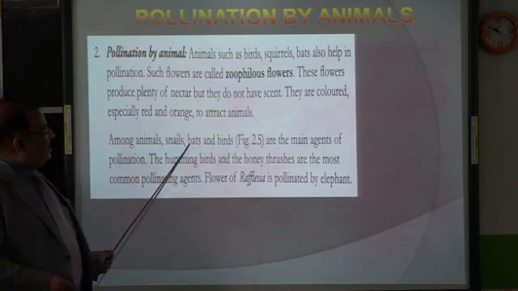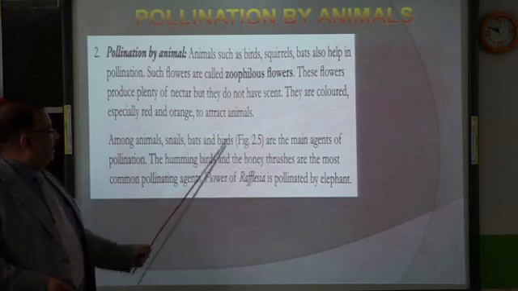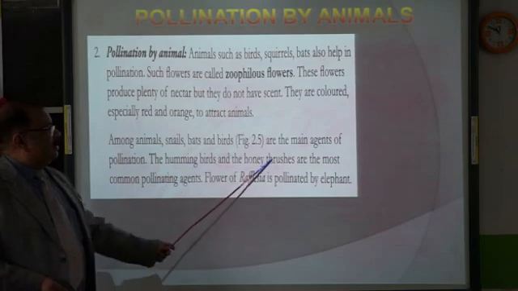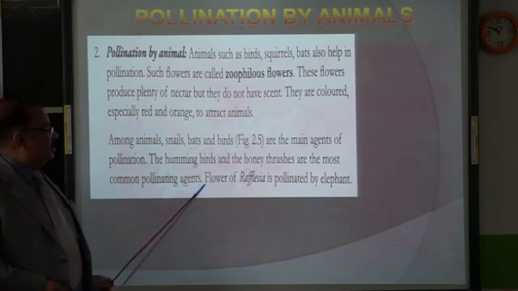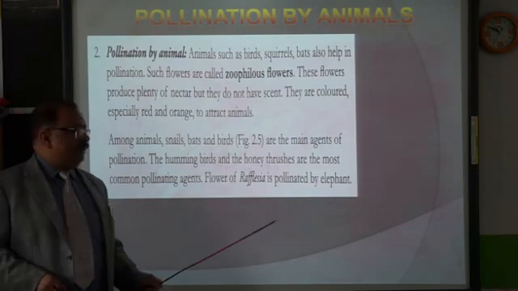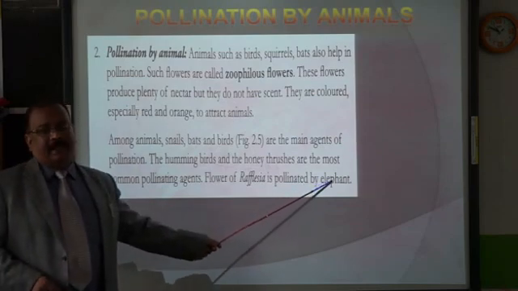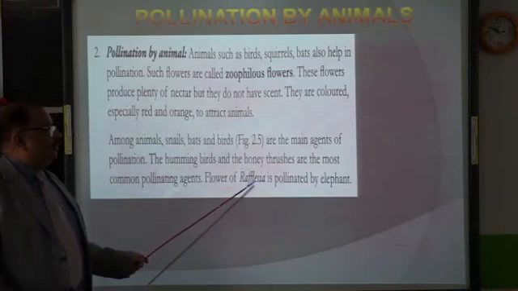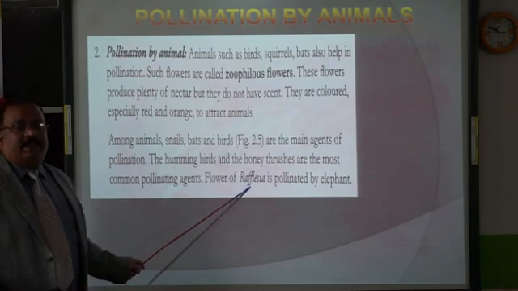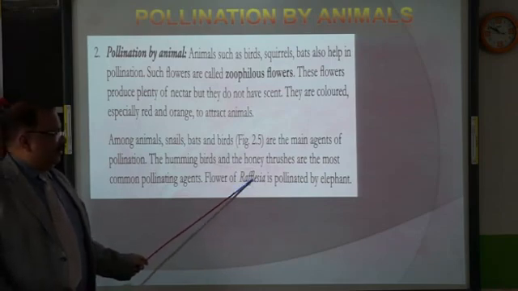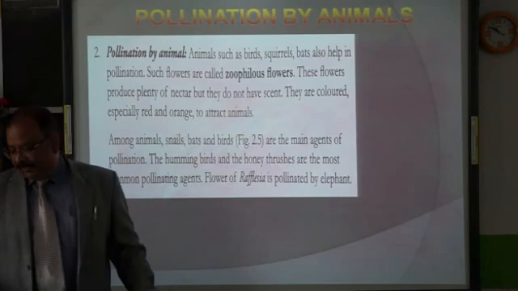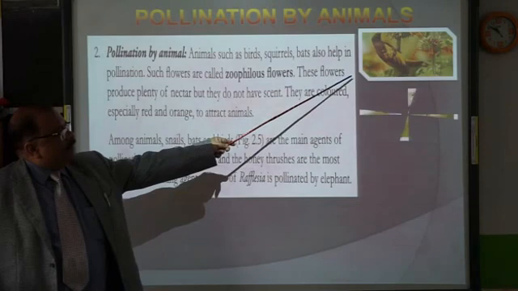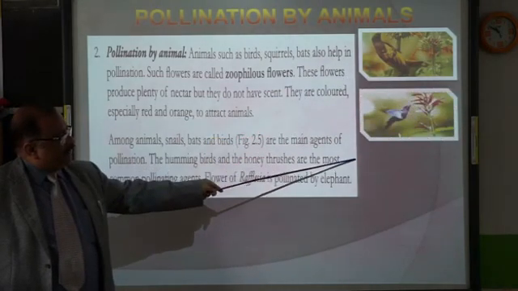Among animals, snails and bats and birds are the main agents of pollination. You must have heard about hummingbird, honey thrushes. These are the most common pollinating agents. And one more interesting fact is that the elephant, a very big animal, also helps in pollination of Rafflesia, which has the largest flower. So Rafflesia is pollinated by elephant. Now look at this. Here you can see how birds are helping in pollination.